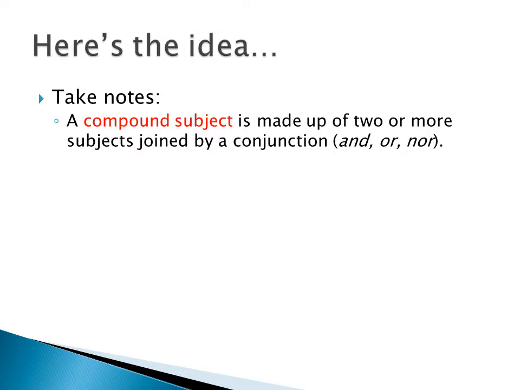Alright, so here's the general idea. A compound subject is made up of two or more subjects joined by a conjunction. A conjunction, remember, is a joining word, like and, or, nor. Please take notes on this and write this down. When you're ready to move on, click play.